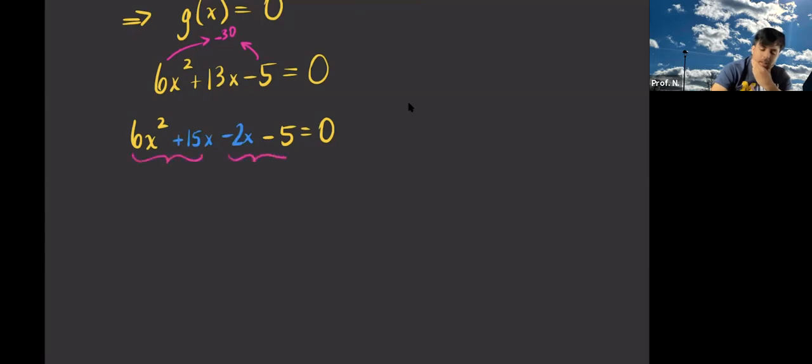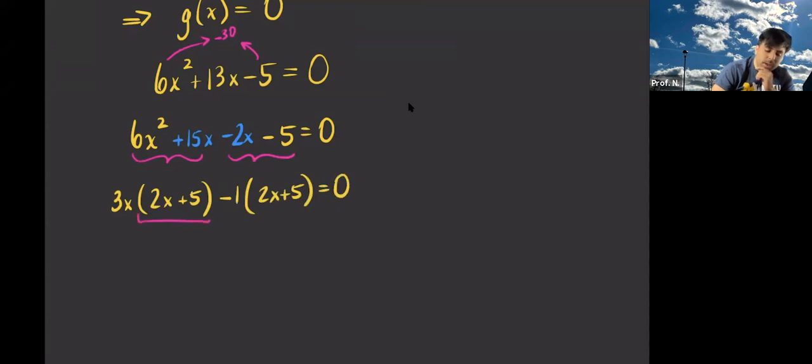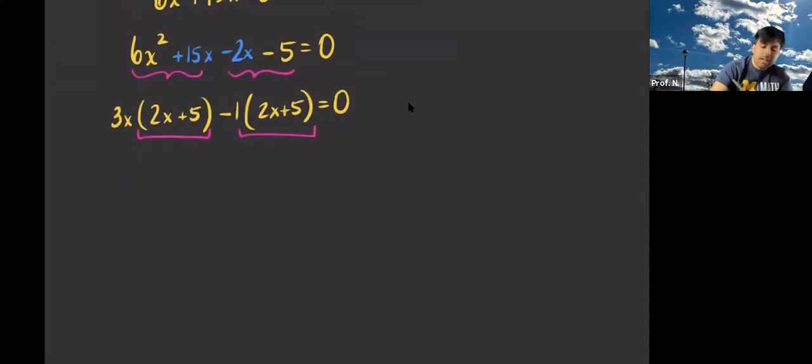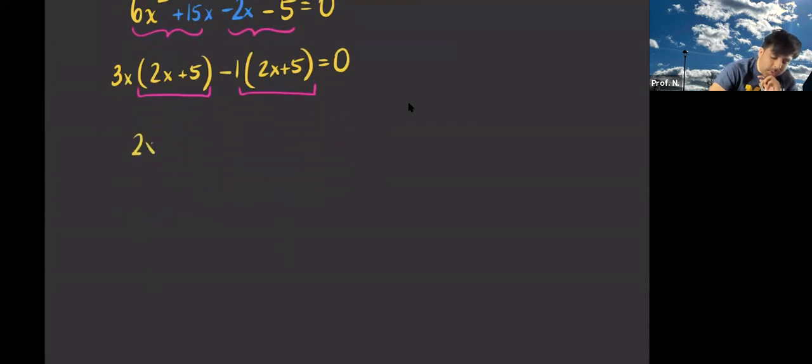And then you factor the first group, right? The first group you can factor out a 3x, and this is 2x plus 5. The second group, I can only factor out a negative 1, and I get 2x plus 5. That equals 0. I can factor that out, and I'm left with 2x plus 5 times 3x minus 1 equals 0.